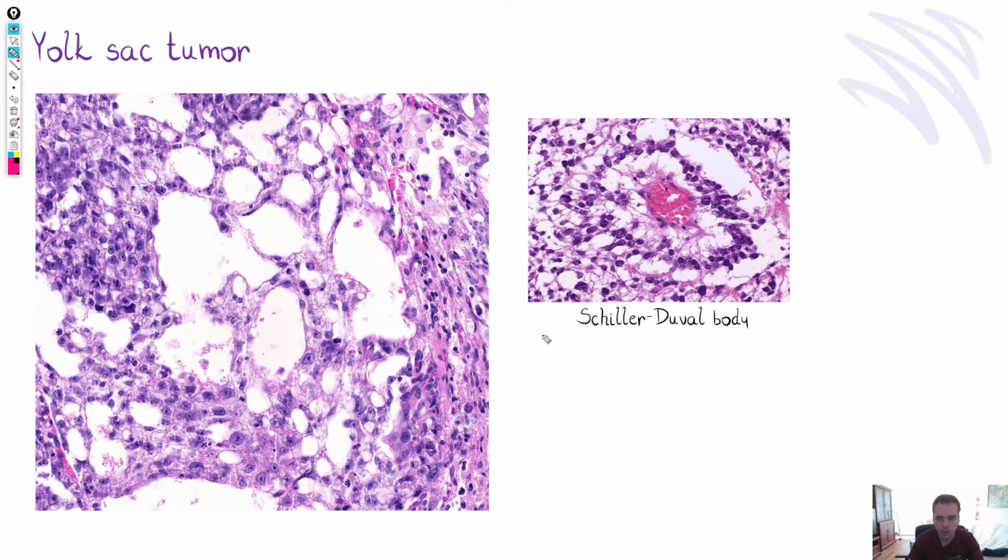What is very typical for this tumor is this. Sometimes the tumor can form structures that look like primitive developing glomeruli. It is quite typical for yolk sac tumor, so it is good to find it, especially in cases in which you are not sure. And this structure is called a Schiller-Duval body. So it's quite typical for yolk sac tumor.